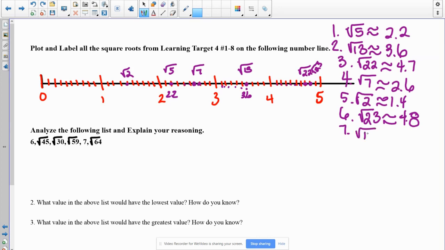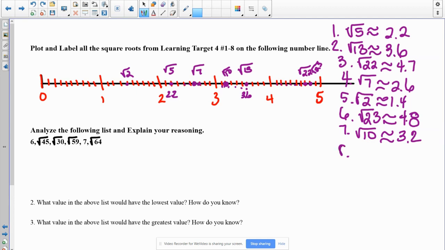Square root of 10 we found was approximately 3.2. So we're going to go to 3, 3 and 1/10, 3 and 2/10, which is the square root of 10. Make my dot a little bit bigger there.